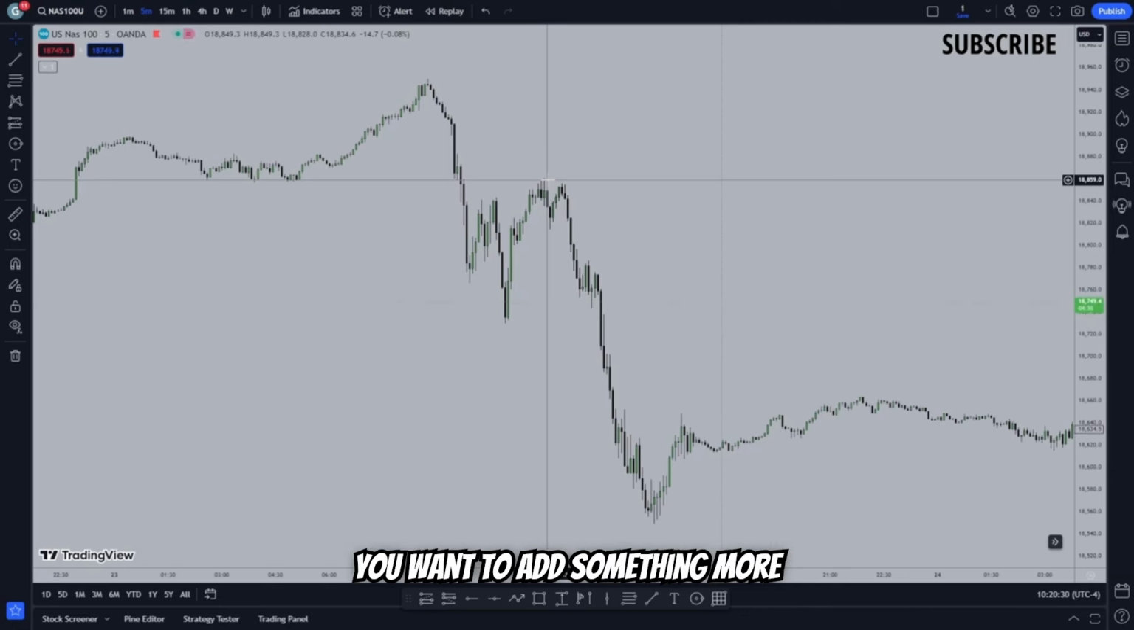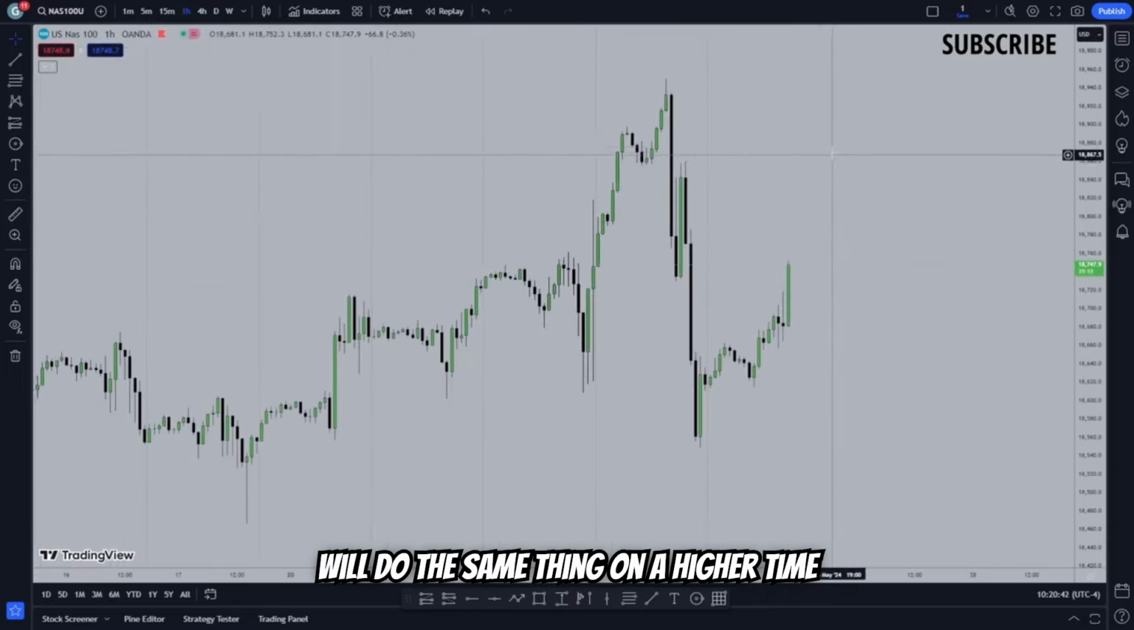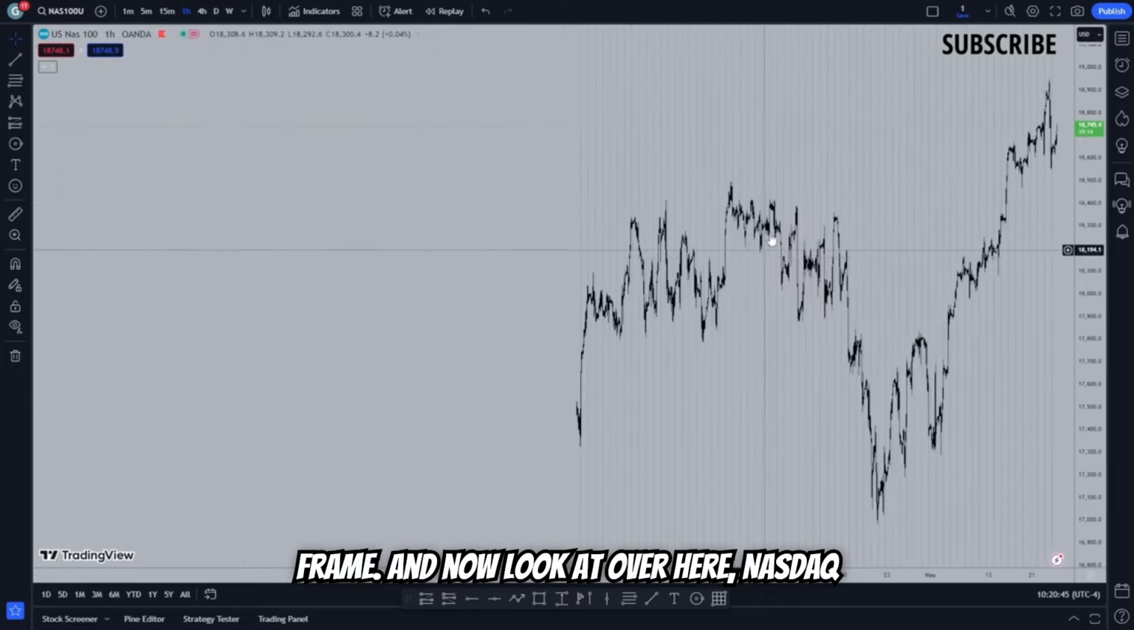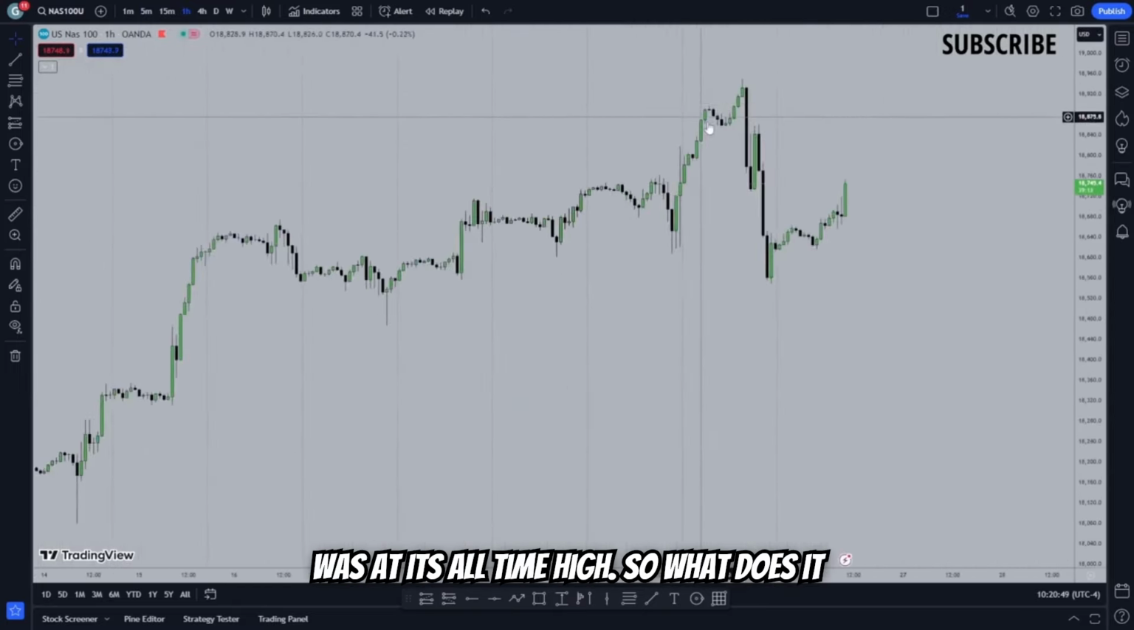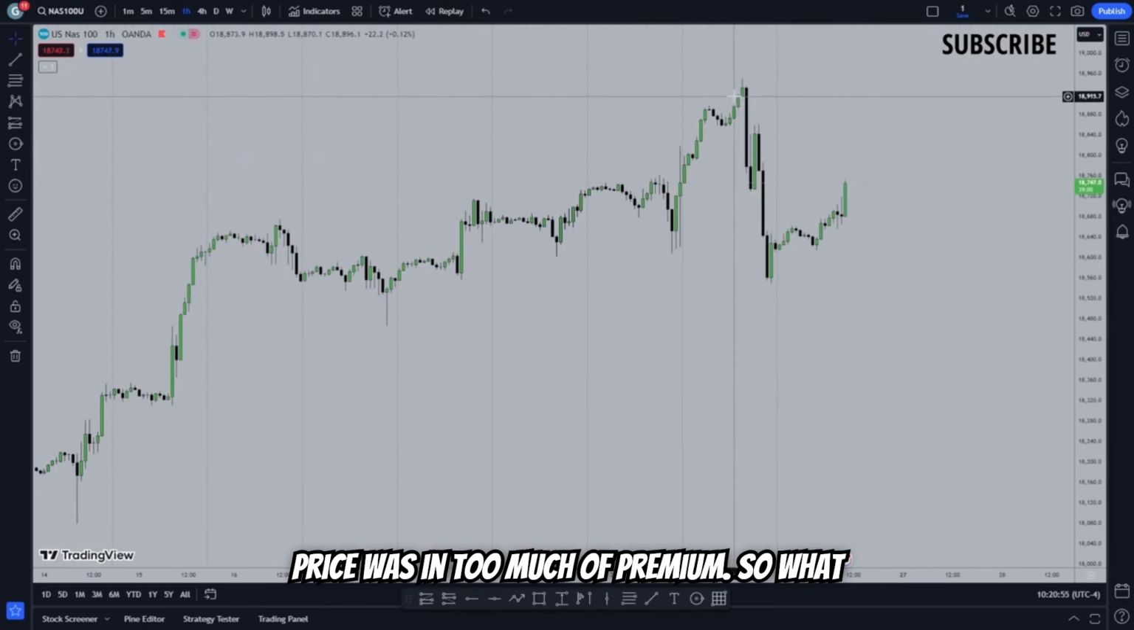And if you want to add more confluence, you can add that bias. And how will you add the bias? You will do the same thing which you are doing over here, on a higher time frame. Okay, you will do the same thing on a higher time frame. And now look at over here. Nasdaq was at its all-time high. So what does it mean? That price is in too much of a premium, right? So now when price was in too much of a premium, what will the price do?